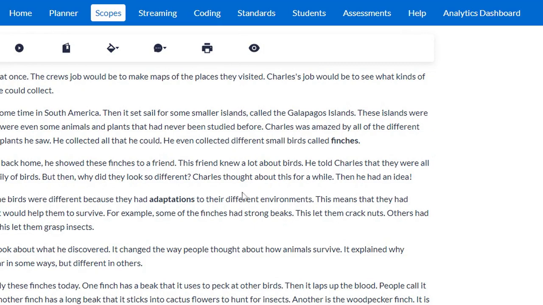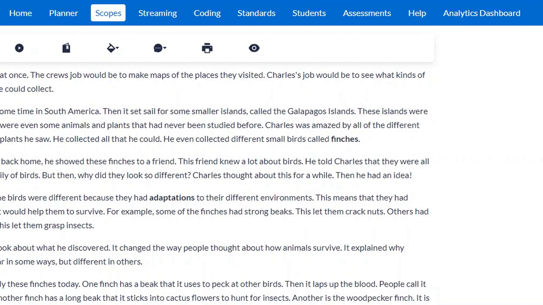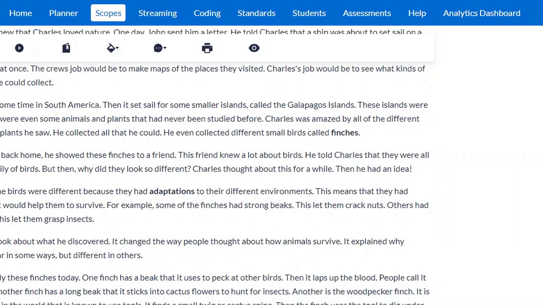Charles thought about this for a while. Then he had an idea. He realized that the birds were different because they had adaptations to their different environments. This means that they had developed traits that would help them to survive. For example, some of the finches had strong beaks. This let them crack nuts. Others had long, skinny beaks. This let them grasp insects.